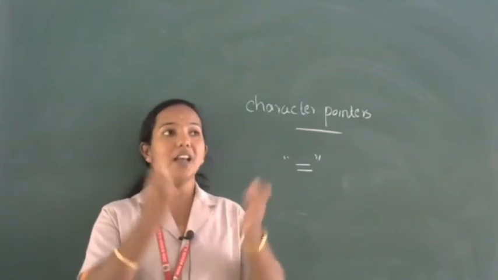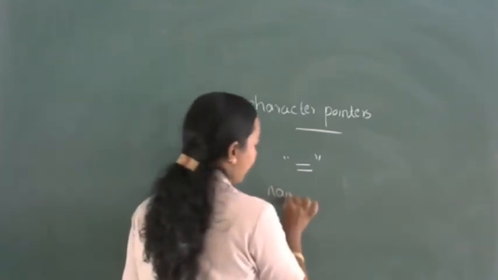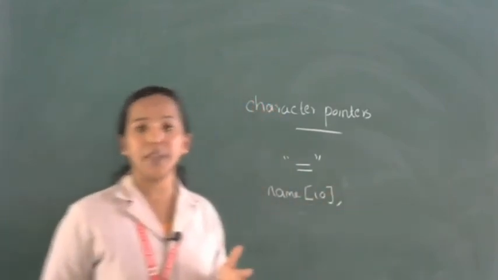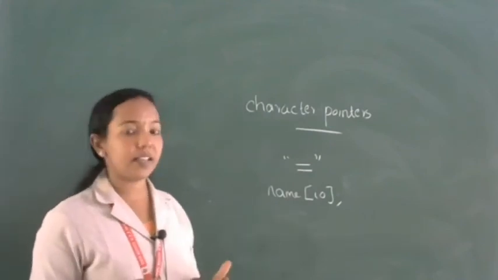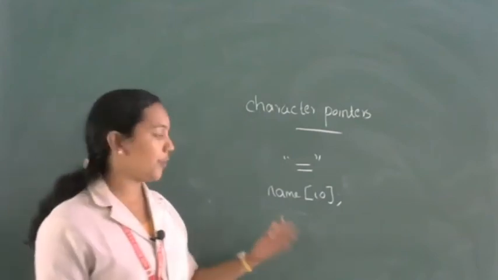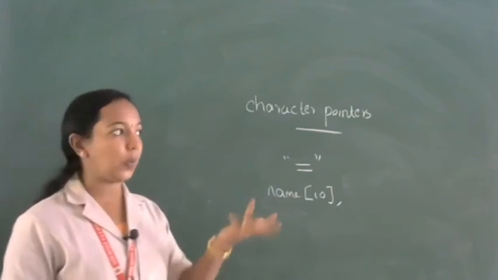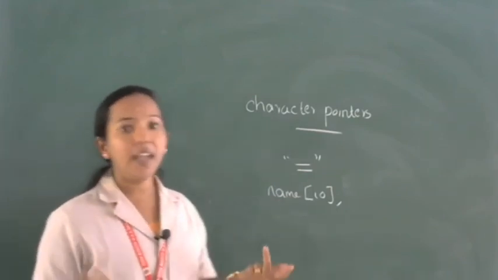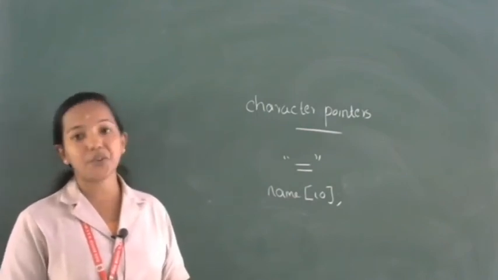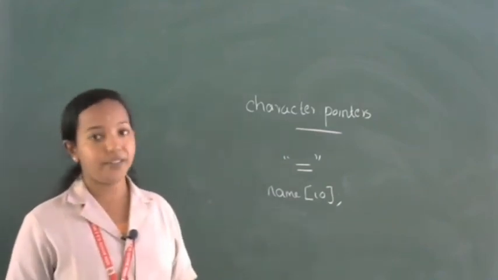Normally if you are writing a character array, we will write like this: name of 10. Name of 10 means 10 characters we are using. That's why we are specifying the size. But if it is a character pointer, you don't need to specify the size, it will automatically work. So that is the specialty. Size specification is not required. The equal to symbol we can use. Any number of characters we can add. So many features are present for character pointers. So we can easily use strings with pointers.